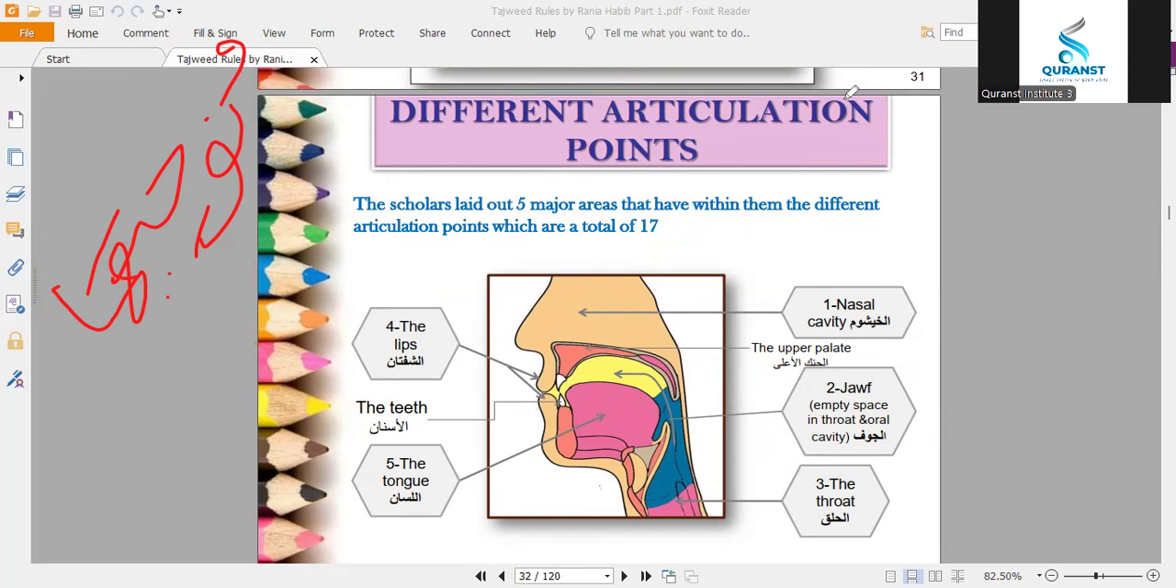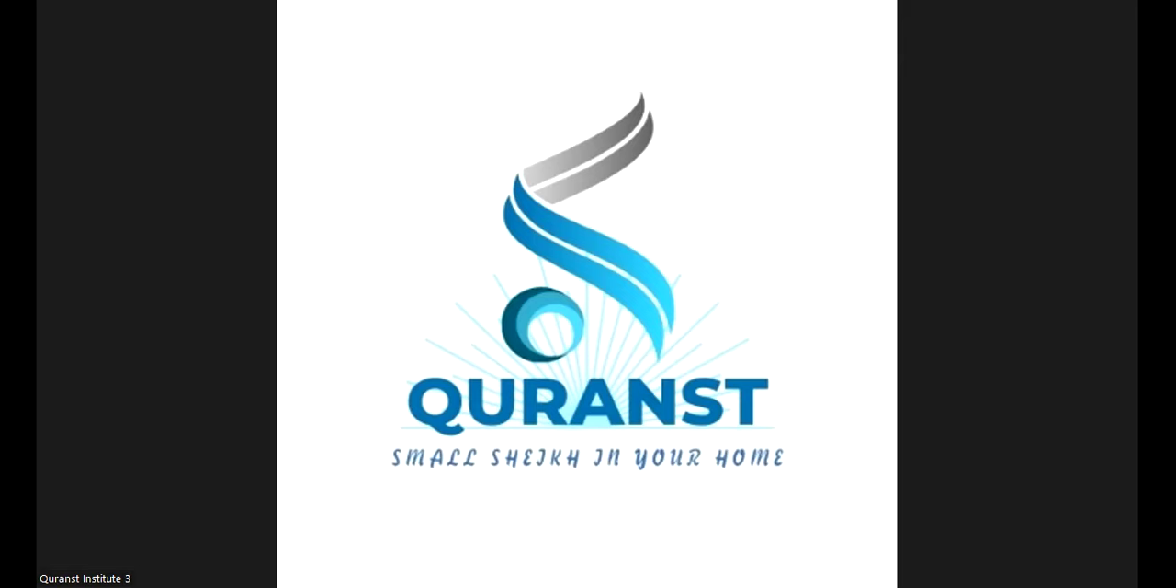We have another three articulation points. The first one is al-halq, the throat, then the lips, and the tongue. And inshallah, we will study the characteristics of all of them in the near future.